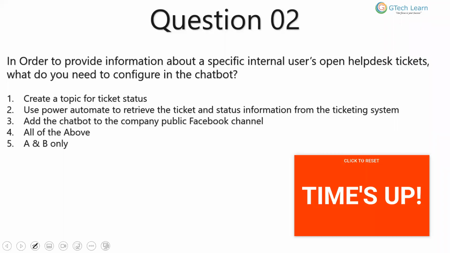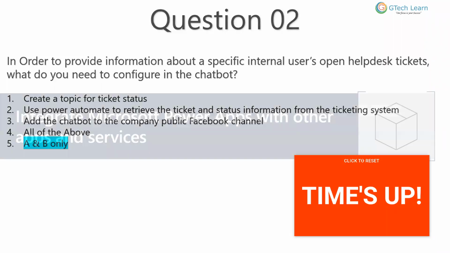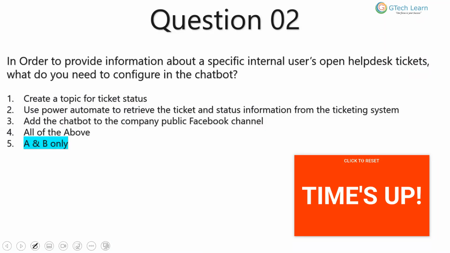Okay, so the correct answer for that question is going to be option five. That means A and B. Those two steps we need to follow if we wanted to retrieve the correct information from my ticketing system. So first of all, we need to create the topic, and under that topic, we need to call one of the flow.